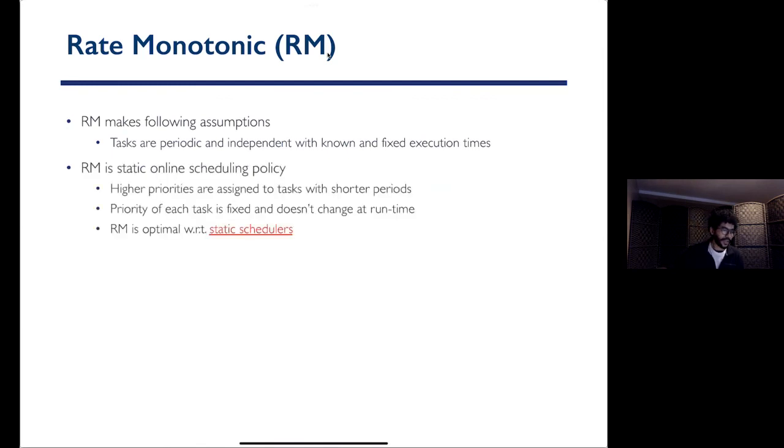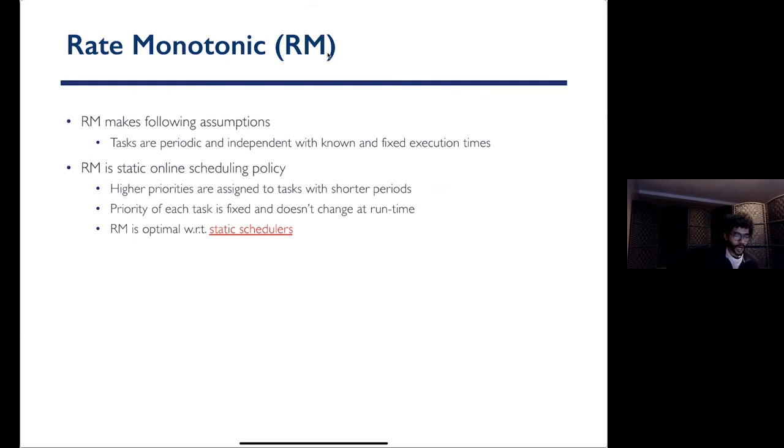So rate monotonic is a static scheduling policy. The reason that it's static is because each task gets a priority, and this priority doesn't change, because the priority of each task is the inverse of its period. So the shorter my period is, the higher my priority becomes. And it's not going to change over time. So it's a static allocation.